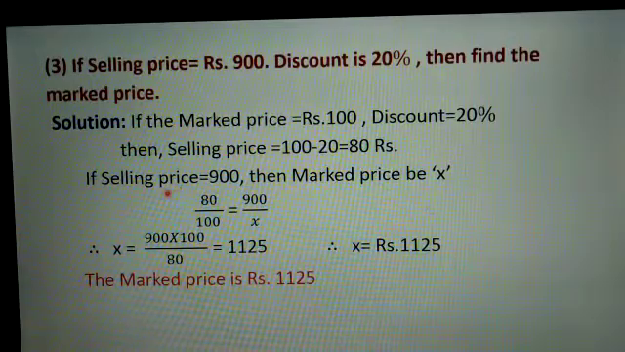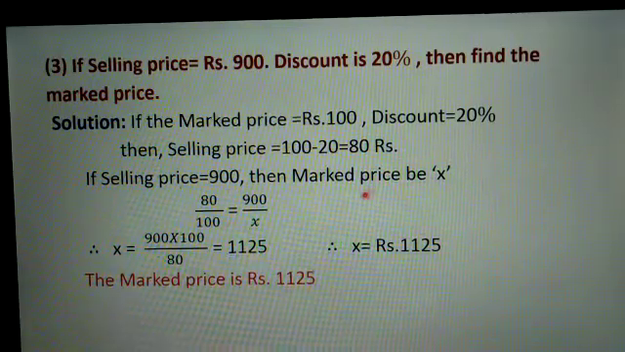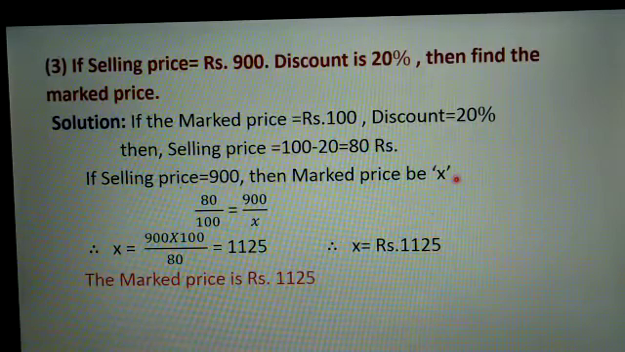When the mark price is 100, selling price is 80. But in our sum, selling price is 900. Then what will be the mark price? Let the mark price be X. Then we will take the ratio now. Mark price and selling price ratio. So 80 upon 100. What is 80? 80 we have calculated as selling price. So selling price is 80 upon mark price, that is 100, is equal to selling price here is 900 upon mark price is X. So 80 upon 100 is equal to 900 upon X.